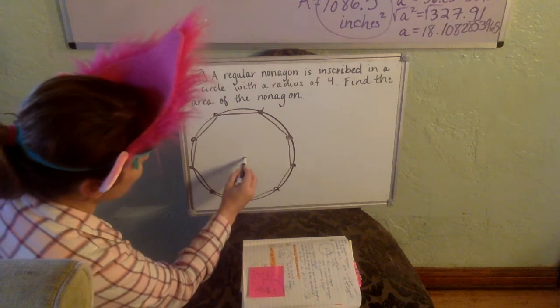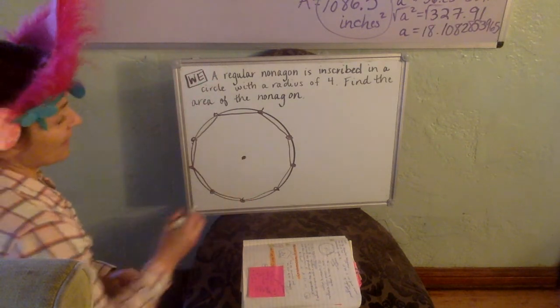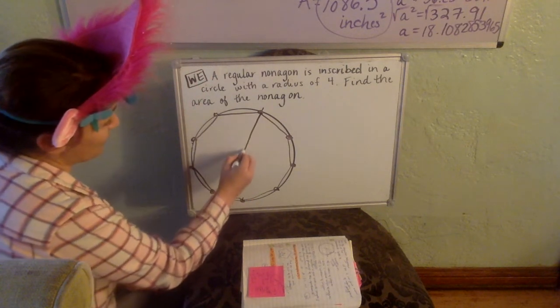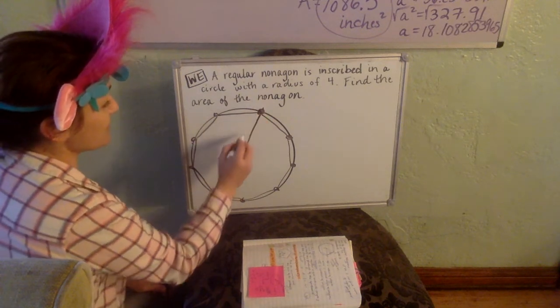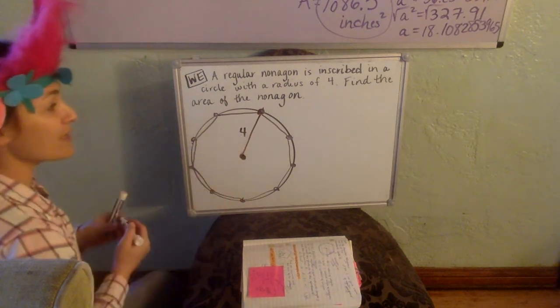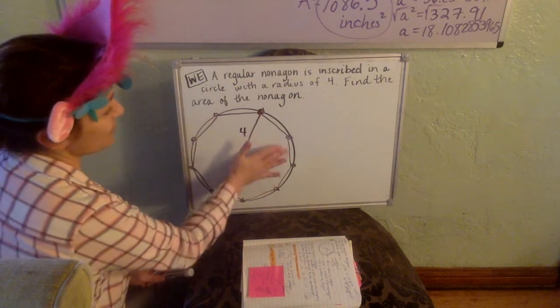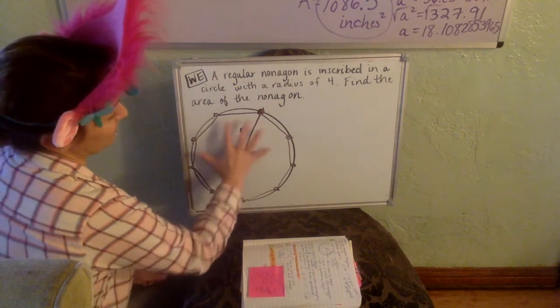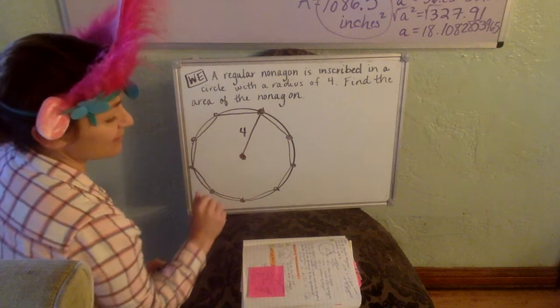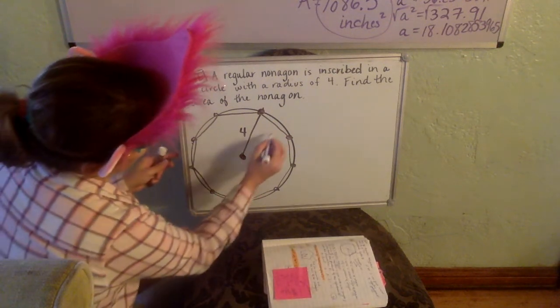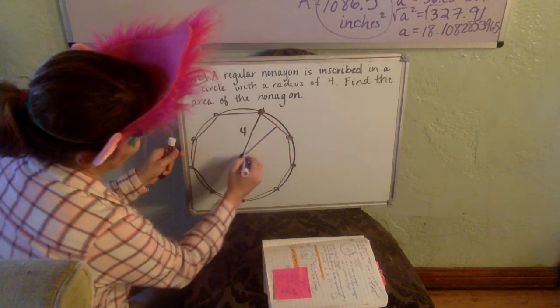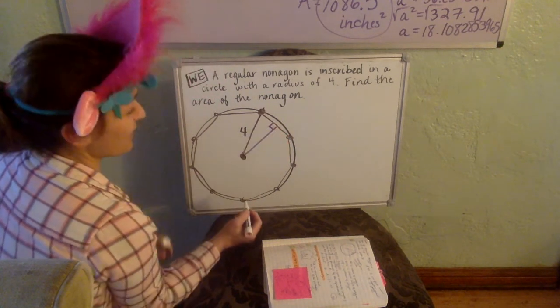Okay, this perfect nonagon. Okay, and now what they're telling us is that only the radius from the center to one of the vertices is 4, and that's all we know, okay? And from that information, we want to figure out what the area of this 9-sided figure is. Okay, so let's just think, I'm just going to draw where the apothem would have to be. Okay, the apothem would be here, okay?